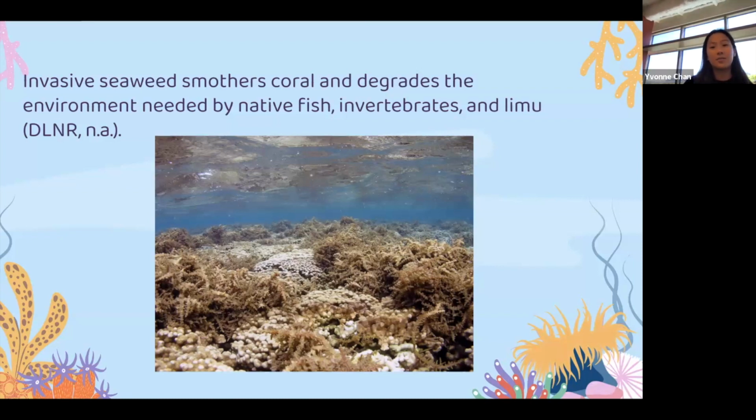And this affects the native fish and invertebrates because these organisms relied on the native algae rather than this new invasive algae. So they may have problems regarding their food source, which could lead to the detriment of the entire native ecosystem.